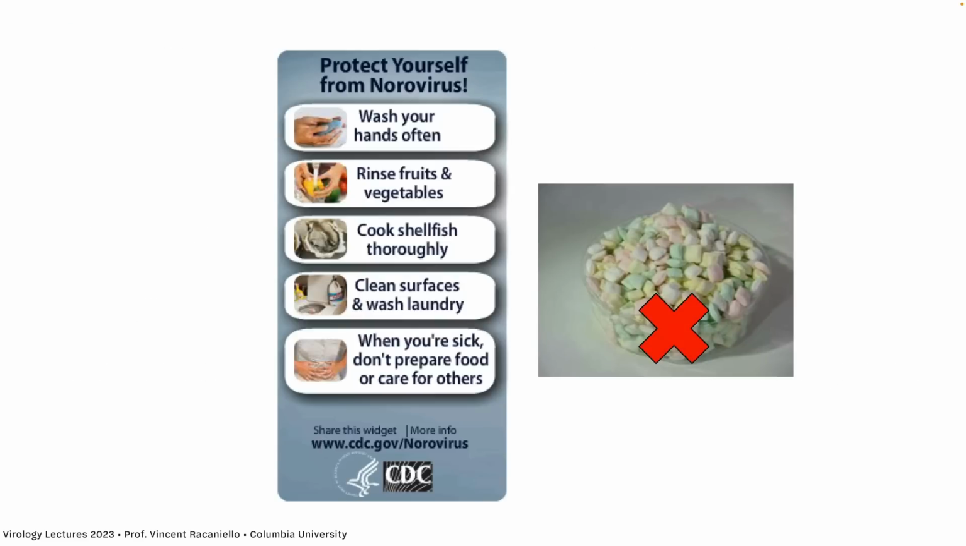How do you protect yourself? Wash your hands, rinse your fruits and vegetables, cook your shellfish. I know you like to eat raw oysters. They're cool raw, but you're taking a chance. Keep your surfaces clean. If you're sick, don't prepare food for others. And stay away from the mints when you leave the restaurant. Those mints, people have done studies. They're full of poop.